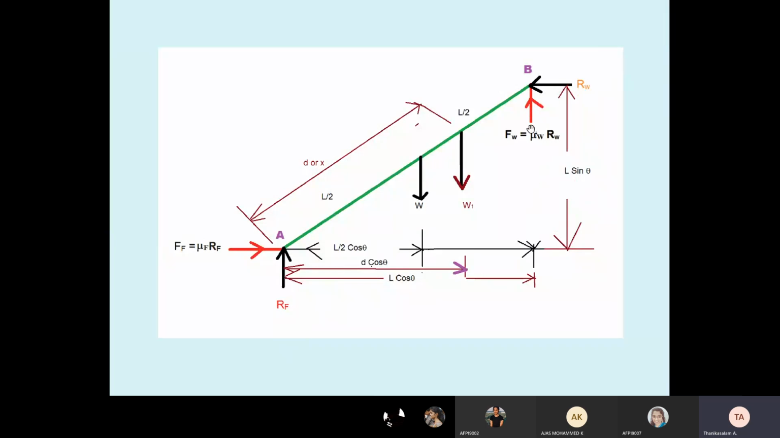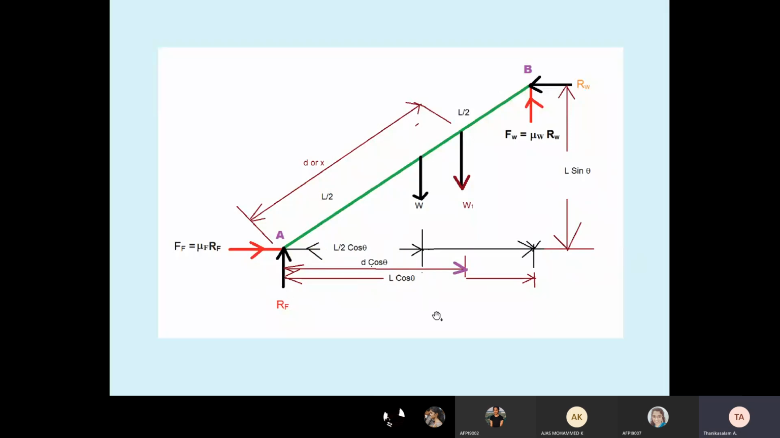RF is upward, the friction is on the right side, and RW is on the left side because of the reaction. The weight is acting vertically downward, but the horizontal distance is L by 2 cos theta with respect to A. Similarly, for W1, the horizontal distance is D cos theta, since we know angle theta. Then the total horizontal distance, A to C, is L cos theta, and the BC distance is L sin theta.